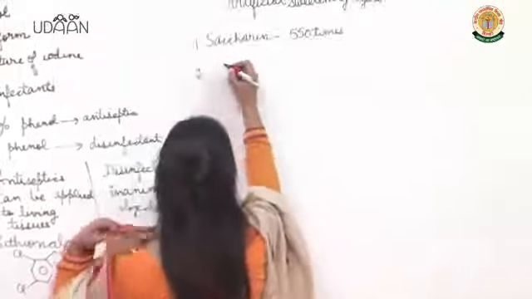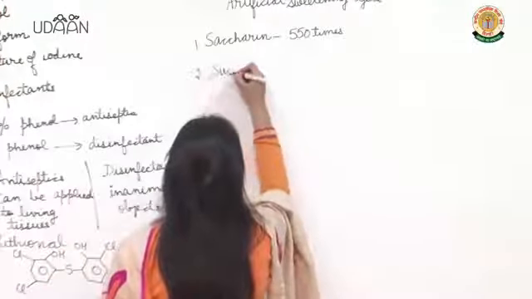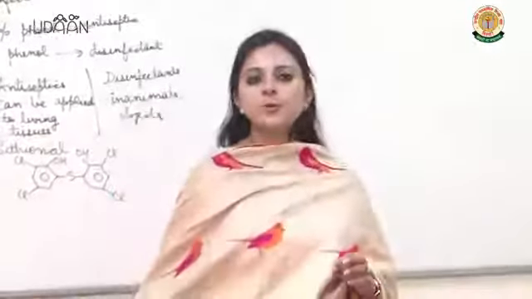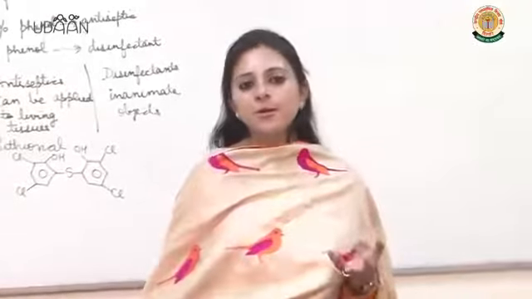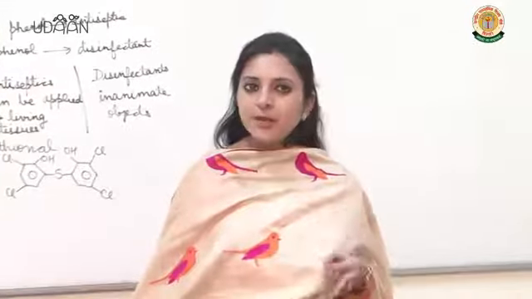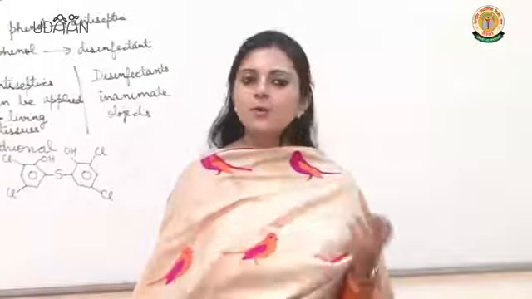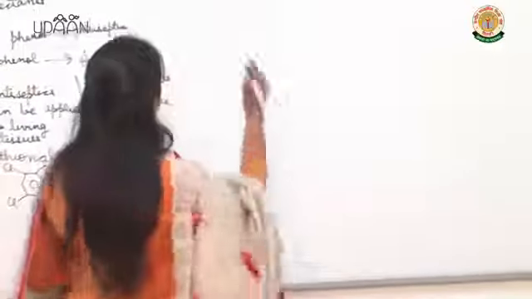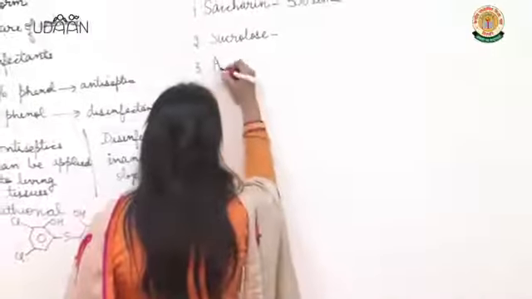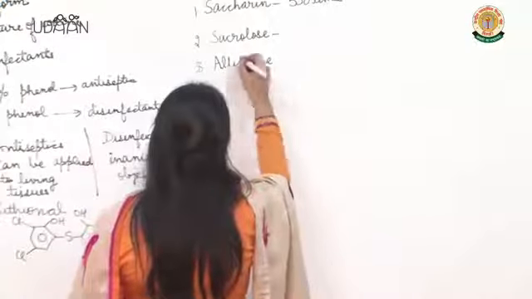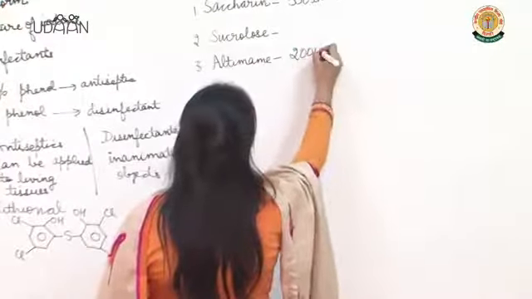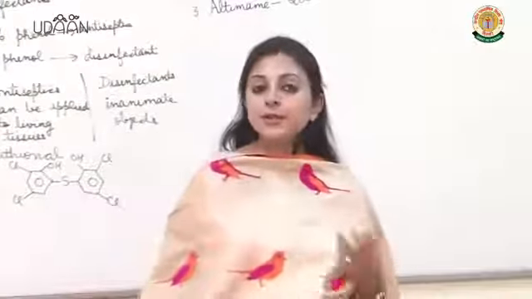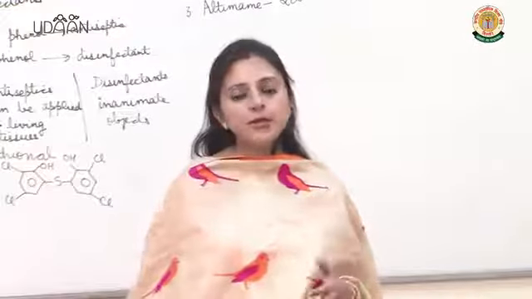Next is sucralose. Now sucralose is a trichloro derivative of sucrose. It is stable at baking temperature and cooking temperature, so it can be used in the food. Next is alitame. Alitame is 2000 times sweeter than sugar. So we cannot use it in the food because it is difficult to control the sweetness of the food to which you add alitame.